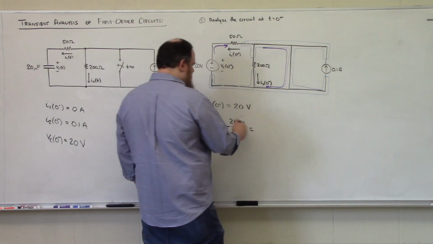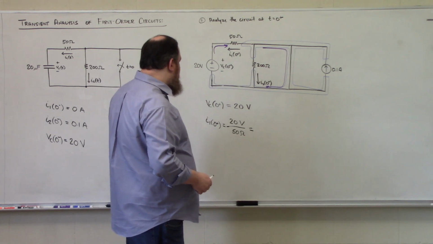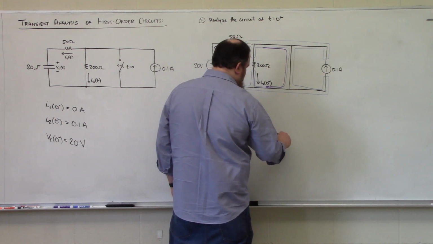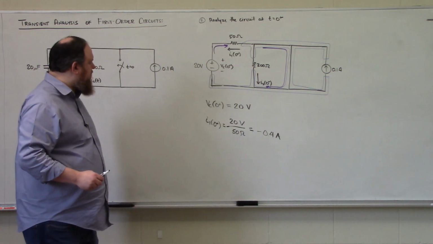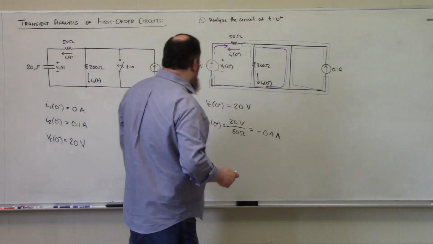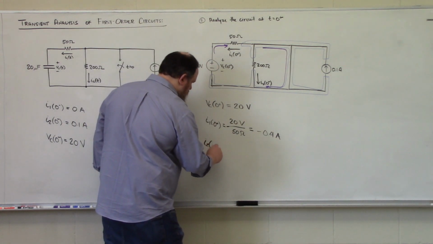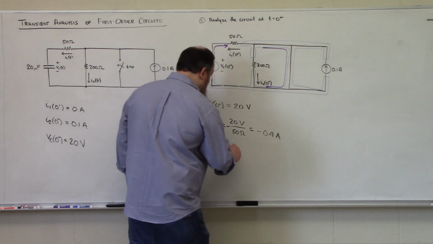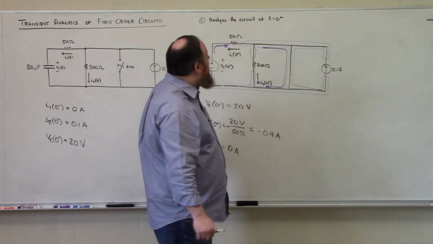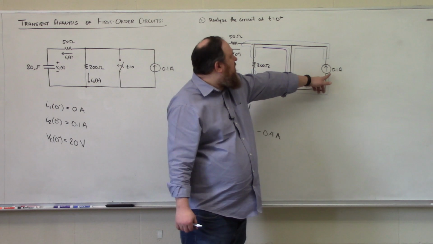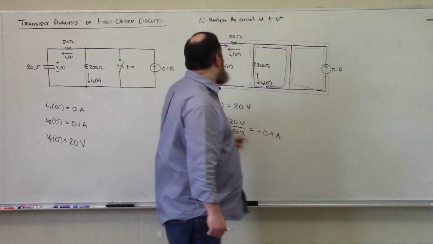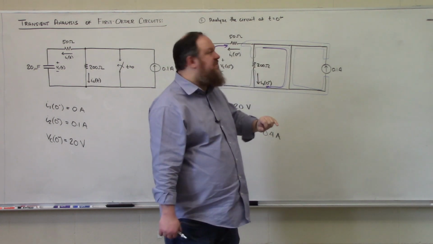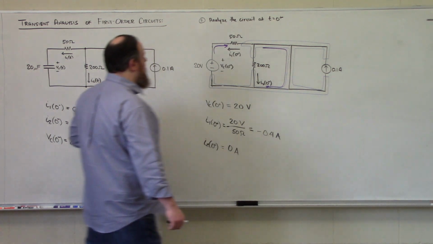And so 20 over 50 is 2 over 5, which is negative 0.4 amps, if I did my math correctly there. And I2 at 0 plus is 0 amps by inspection. Again, none of the current from the 0.1 amp source will make it past the short circuit, so it's all going to flow through. And all of the current that's being supplied by the capacitor is also going to skip over the 200 ohm resistor and flow only through the short circuit.